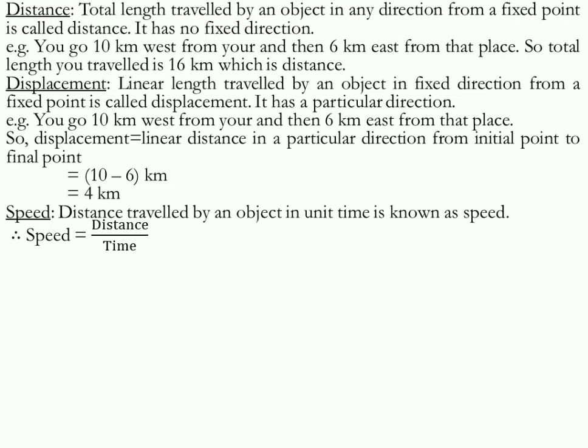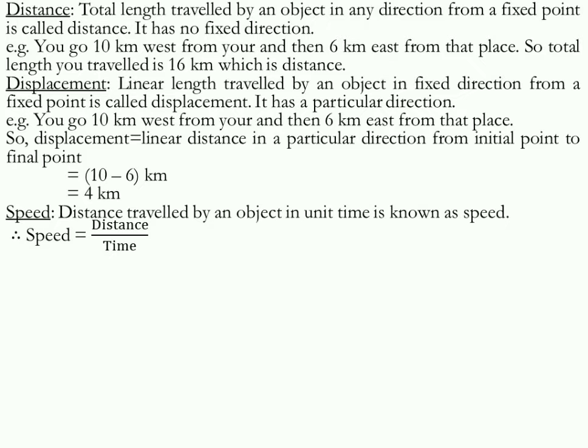Now let us know about speed. Distance traveled by an object in unit time is known as speed. Like, how far an object covers in a specific time duration, that is speed. And here also direction is not mandatory. In any direction, the distance covered divided by time is known as speed.